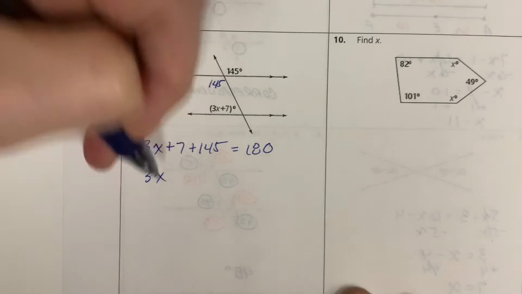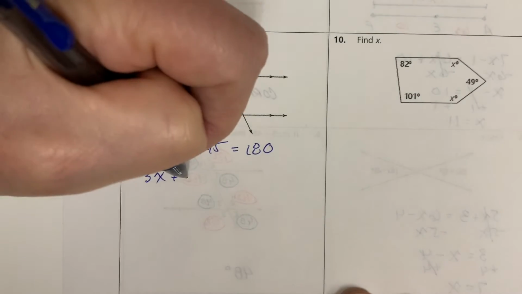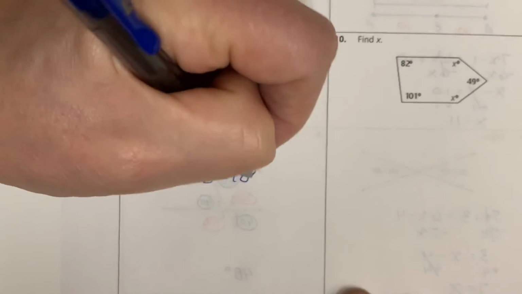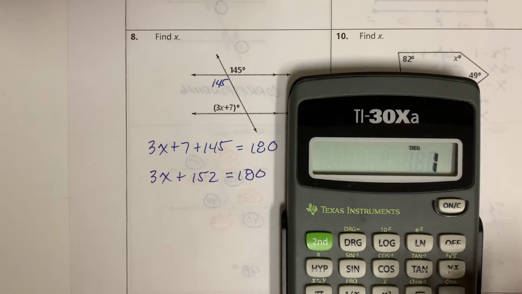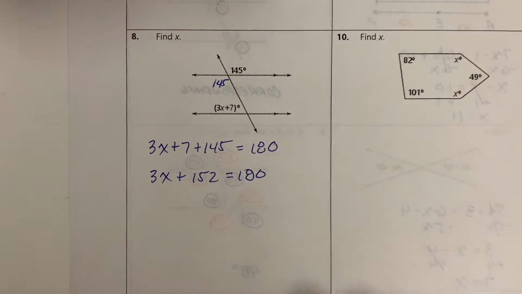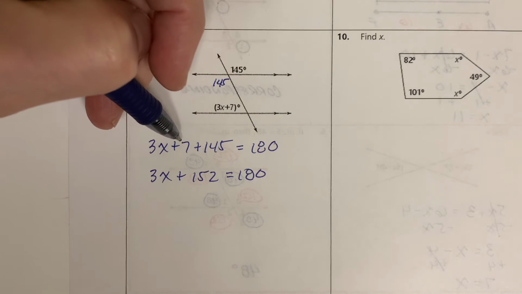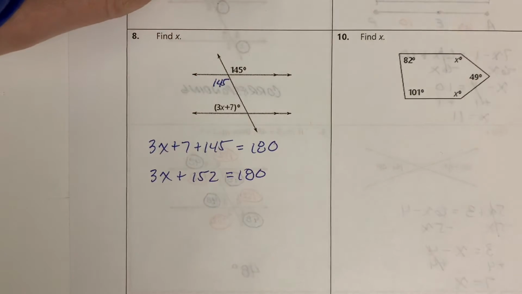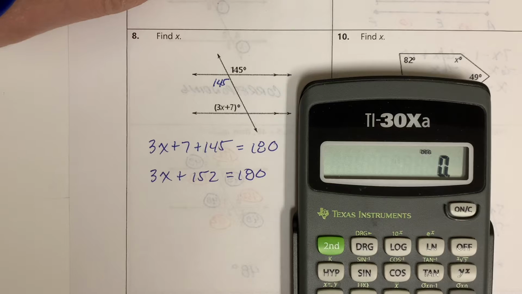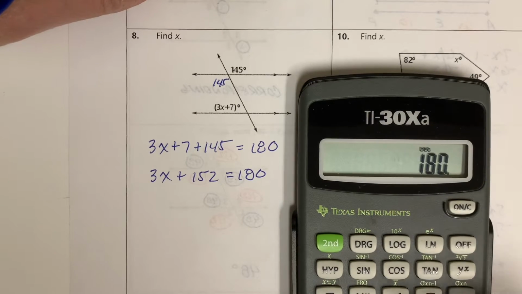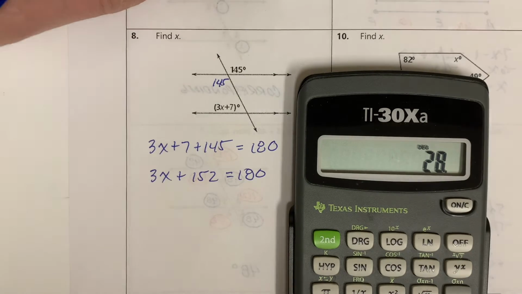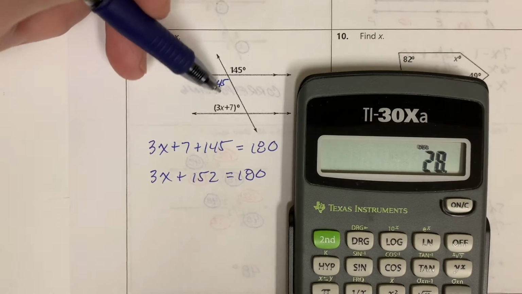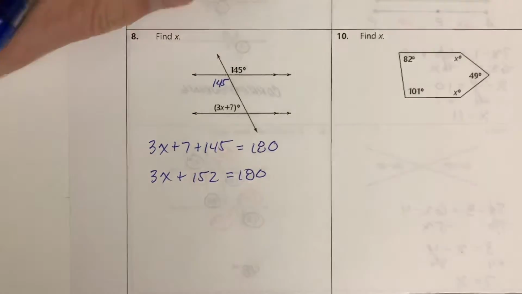So we're going to get 3x plus 145 and 7 make 152 equals 180. Okay, so we're going to subtract 180 minus 152, and we get 28. And so, did I do that right? Let me do that one more time. 180 minus 152 is 28. Yeah, that's what it looks like. 3x plus 7 plus 145. Yeah, okay.